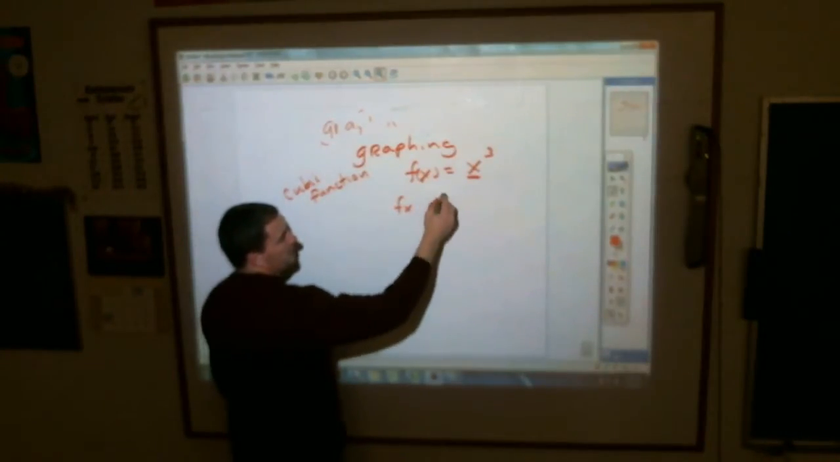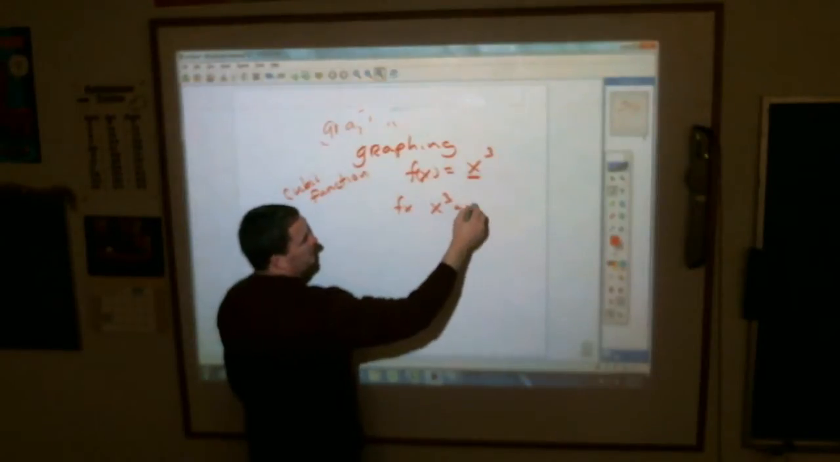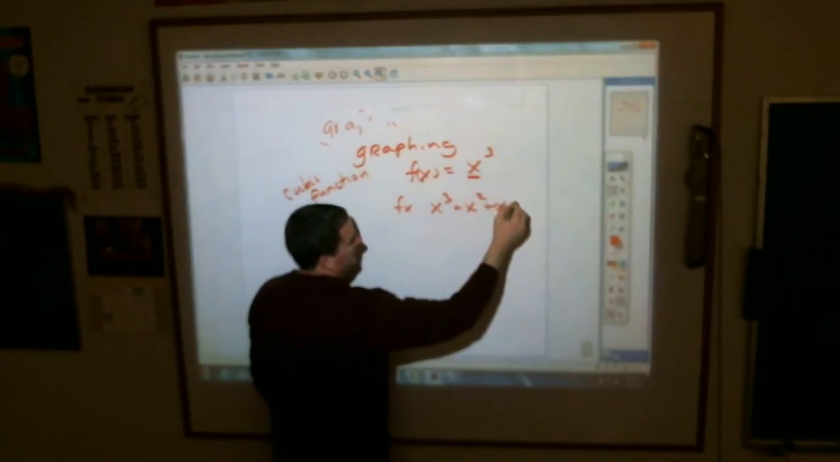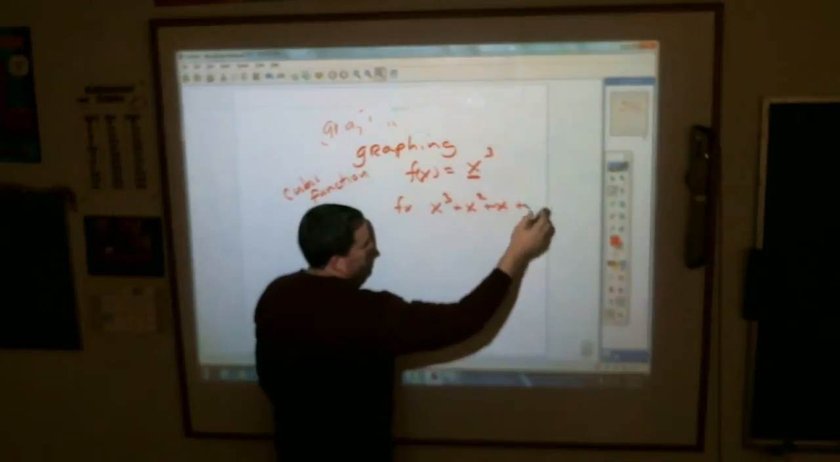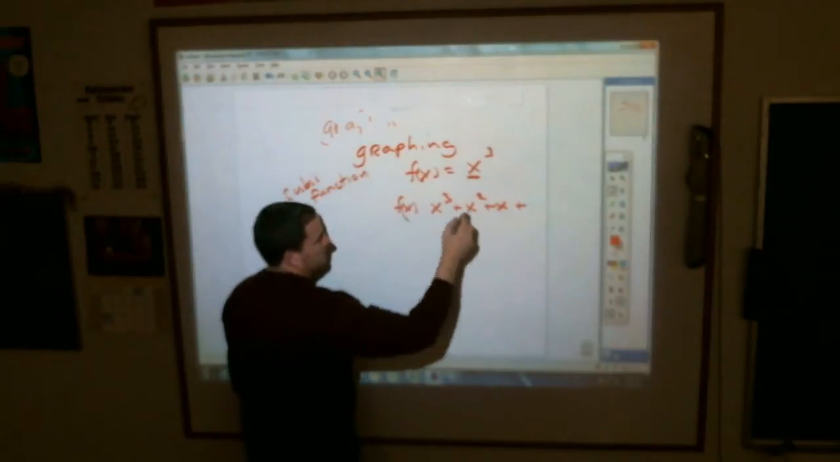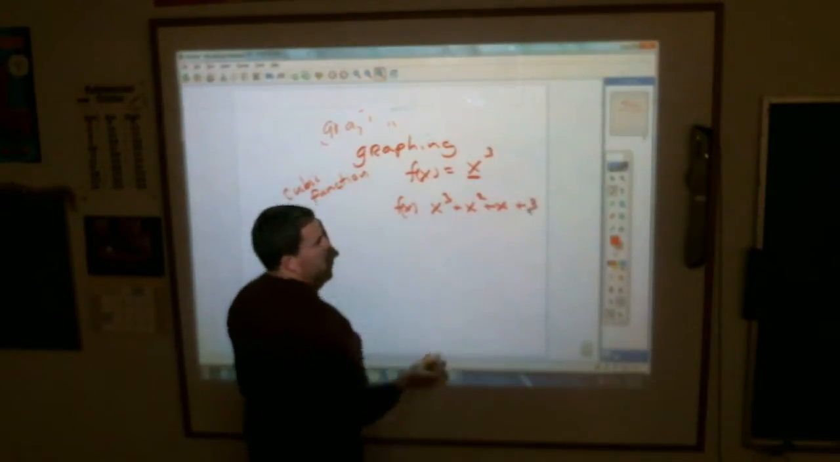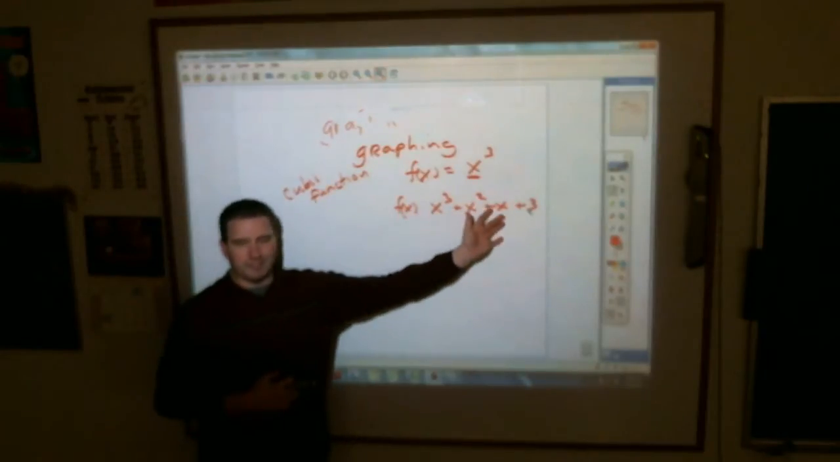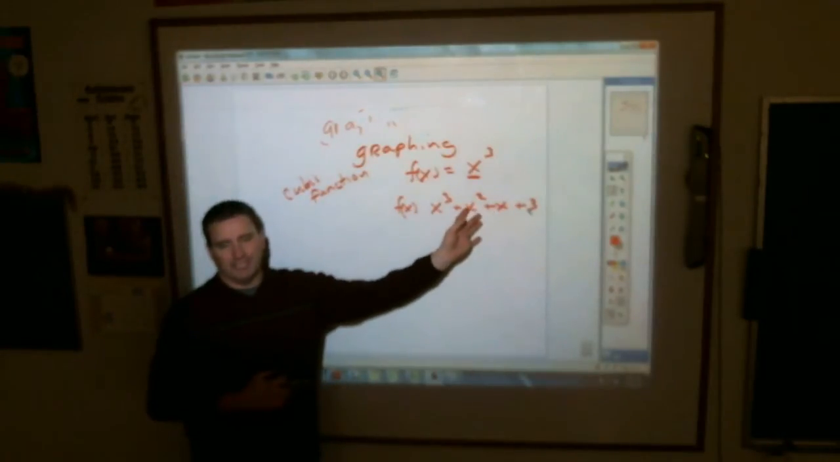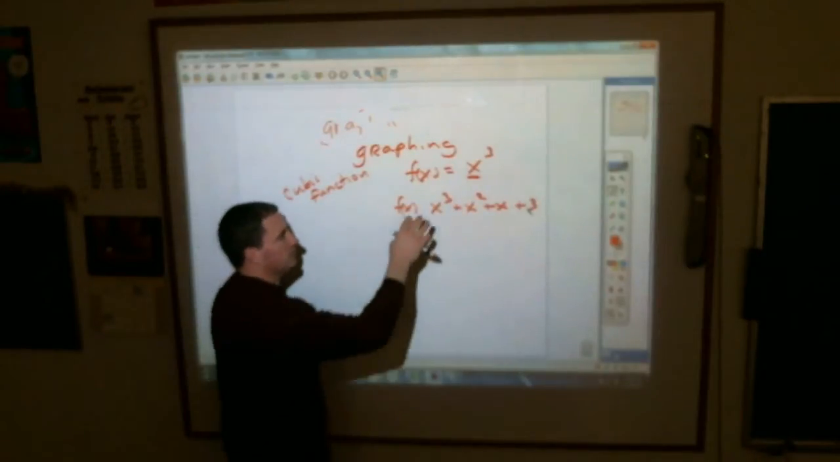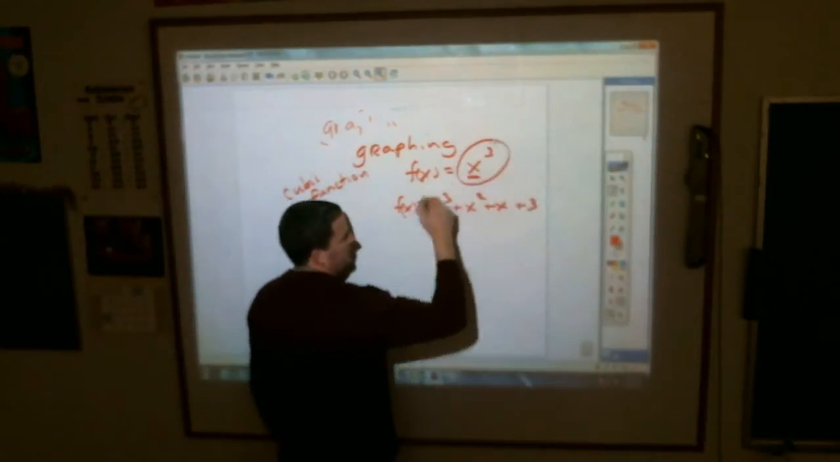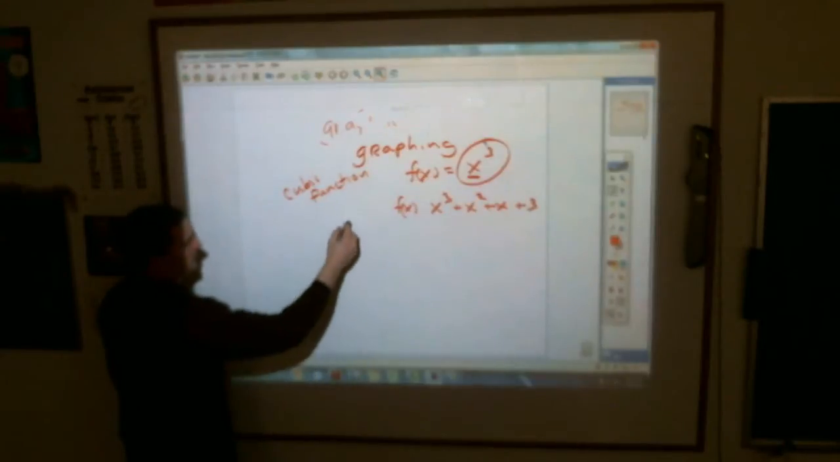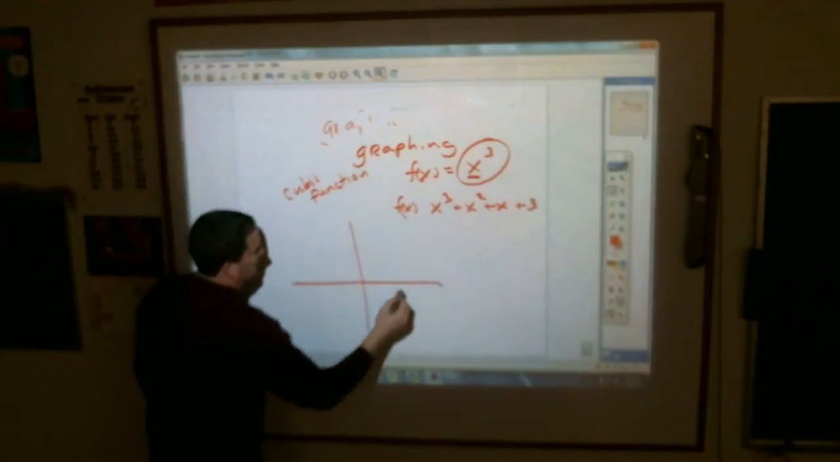You can start with x cubed plus an x squared plus an x plus a number, whatever it is. And we will not look at this because this is an incredibly complicated thing to graph. Okay, so the only thing we're looking at is simply what the graph of x cubed is. And it's really kind of an interesting sort of thing.